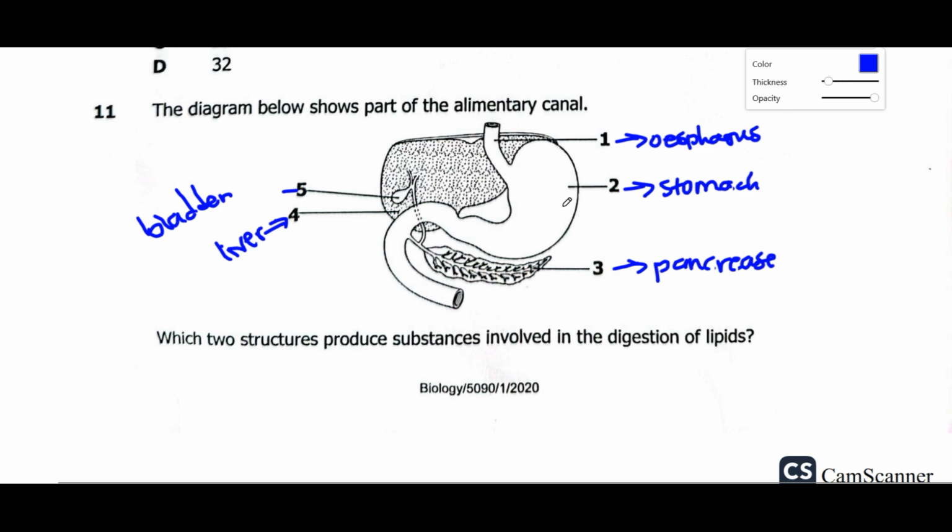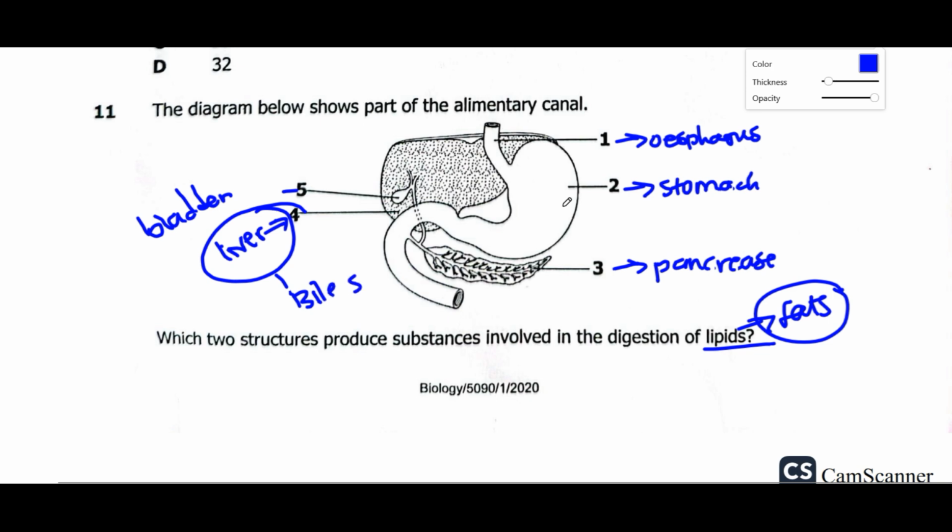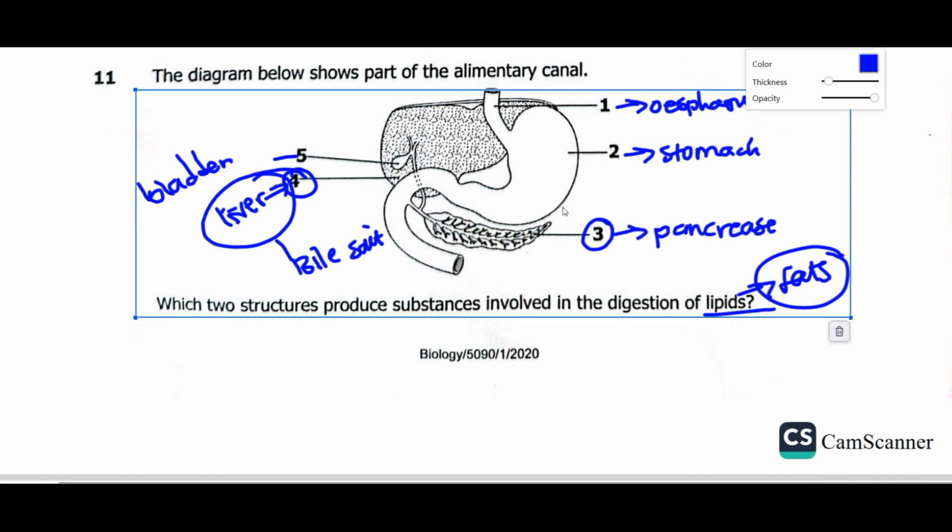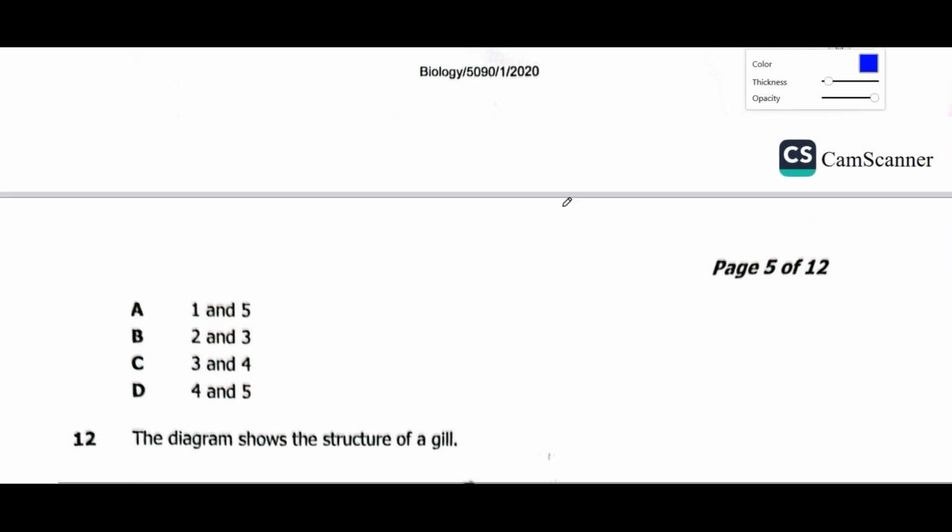Which two structures produce substances involved in the digestion of lipids? So the lipids, we are looking at the fats. So number 4, the liver, we say it produces bile salt. And bile salt helps in the process of emulsification. So 4 is part of the answer. Then 3, which is the pancreatic juice, has the enzymes that complete the digestion of the fat. So the answer is 4 and 3. So let's check from the multiple choices, 4 and 3. So the answer is C.